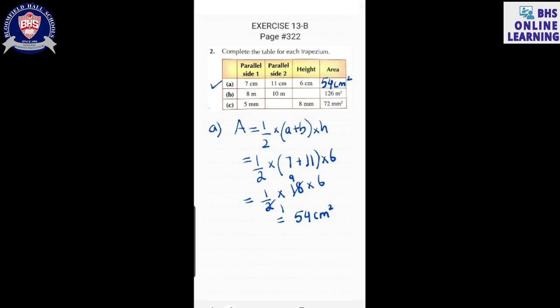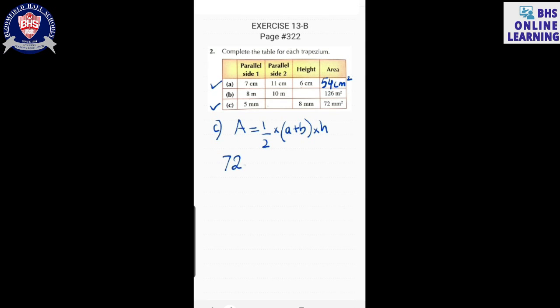Okay, now I'm going to explain part C. In part C, parallel side 1 is given, which is 5 millimeter, and the height is given, which is 8 millimeter, and the area is given as 72 millimeter square. So area is replaced by 72, 1 by 2 over here, A means parallel side 1, which is 5, and B is not given, so we will write B as it is, and height is 8.